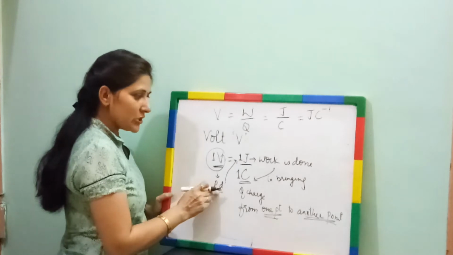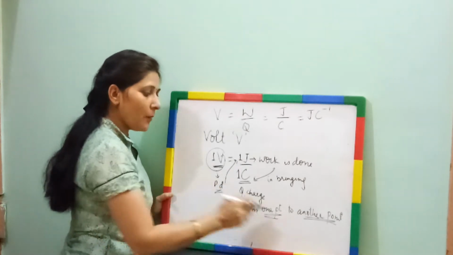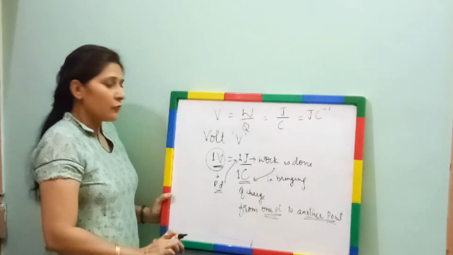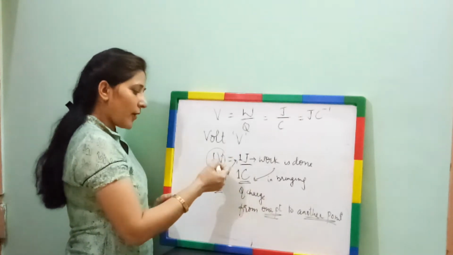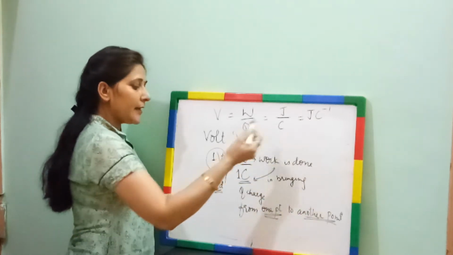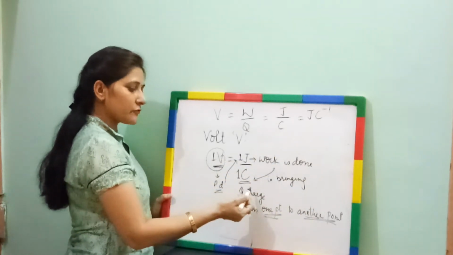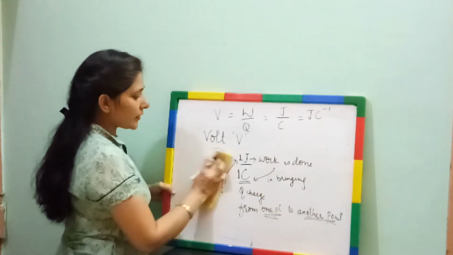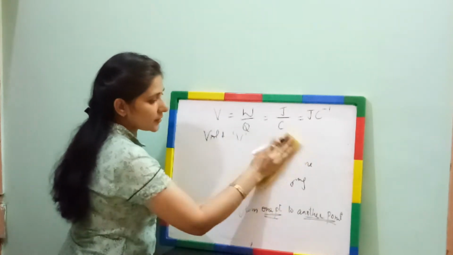If I say potential, then it will be from infinity to 1 point, right? 1 volt is the potential difference when 1 joule of work is done in bringing 1 coulomb of charge from one point to another point. This is about the SI unit of potential difference.